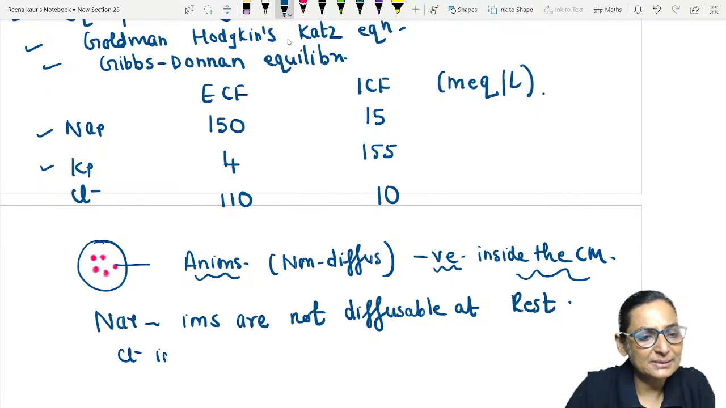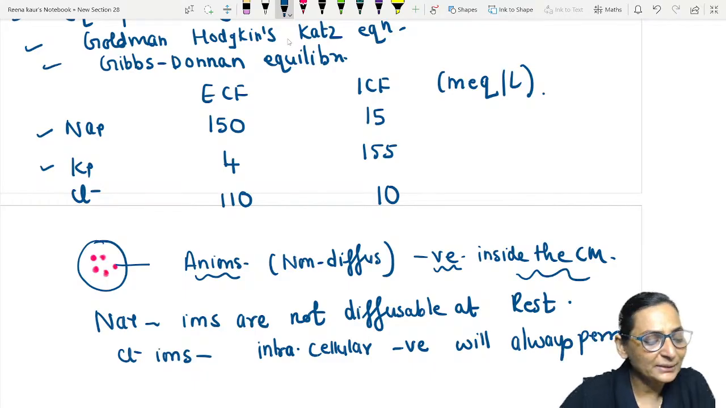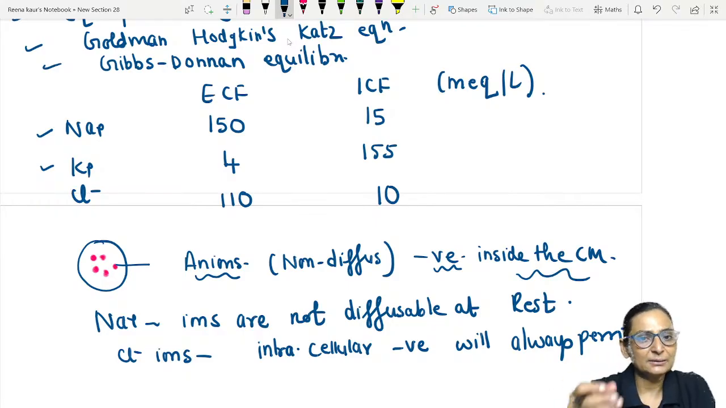And even the chloride ions cannot move out of the cell against the steep concentration gradient. So what will happen? The intracellular negativity will always persist. This is the reason why the resting membrane potential is negative. Why is it negative? Because inside the cell there are proteins which are non-diffusible anions. They can never move out of the cell. And the few chlorides inside, even if they are 10 milliequivalents, cannot move out of the cell against the steep concentration gradient. They are not able to move freely out of the cell, and there is no specific chloride pump present.